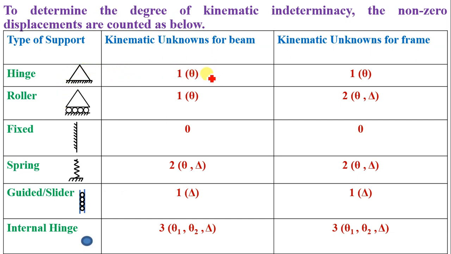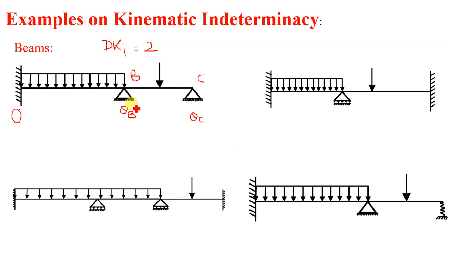You can refer to this table. In case of a hinge, only one rotation at the support for a beam. For a frame, only one rotation at the support, and hence one rotation at B and one rotation at C. So the degree of kinematic indeterminacy is equal to 2. If we study the deflected shape of the beam, it will deflect like this. This is a rough, approximate deflected shape of the beam. So this is a single rotation at B and this is a single rotation at C. Thus the degree of kinematic indeterminacy is equal to 2.